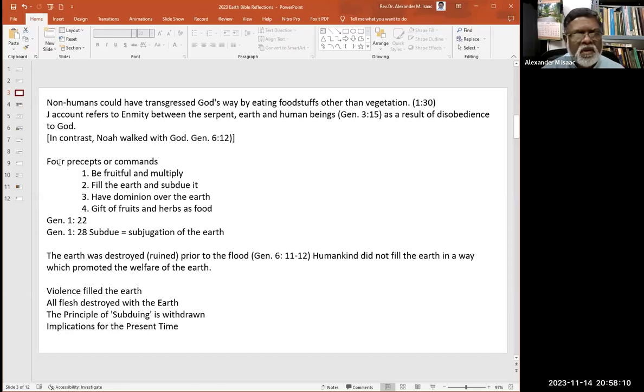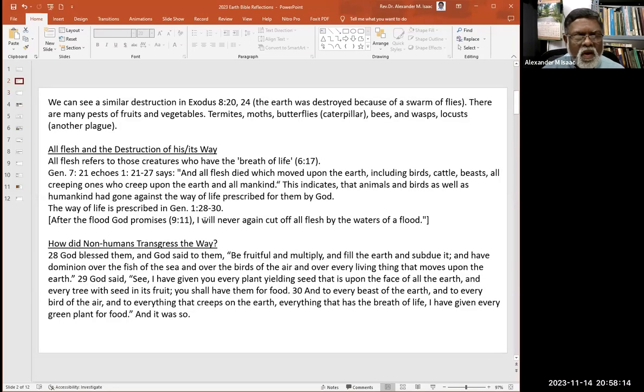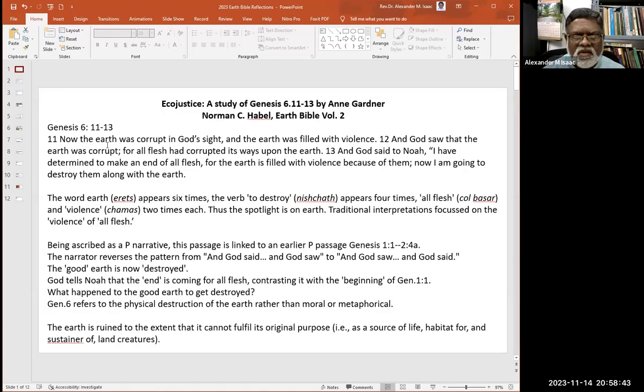Therefore, let me get back to the main point here. All flesh have caused this destruction of his or her or its way. That means human beings and other creatures have digressed from the original purpose of God in creation. God saw every created order as good, but God again saw, as we read in this narrative, the earth was corrupt in God's sight and the earth was filled with violence, and God saw that the earth was corrupt, for all flesh had corrupted its ways upon the earth.